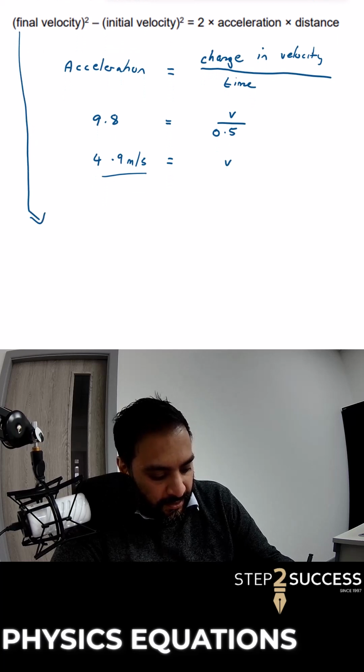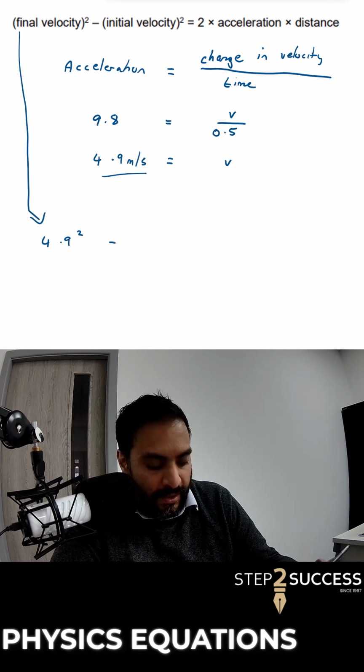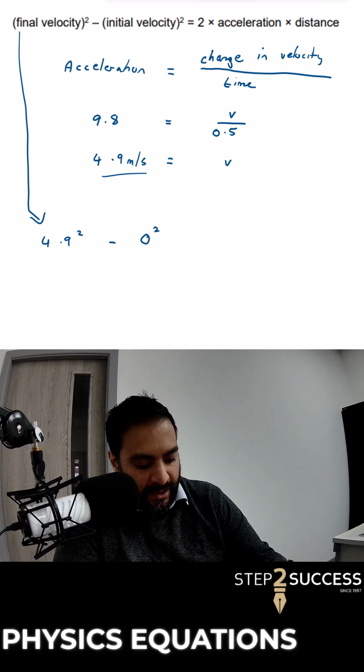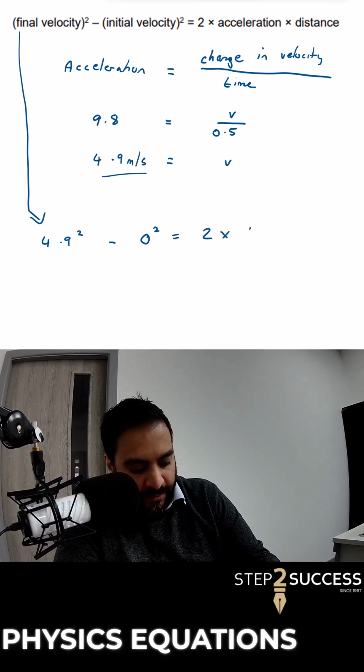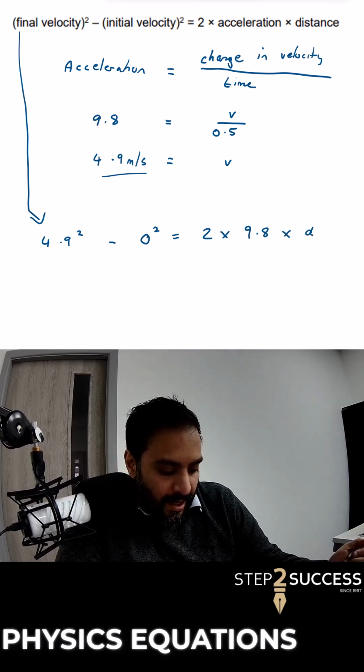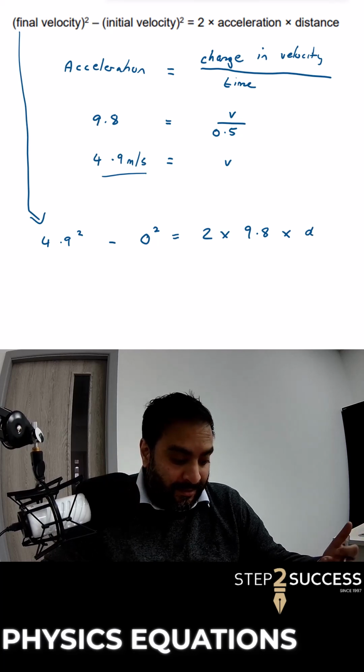So the final velocity is 4.9 squared, because that's the equation. The initial velocity is 0, so we'll still write it in, is 0 squared, equals 2 multiplied by acceleration, which is 9.8, times distance. Let's call it d. So we now need to use a calculator to work out some of this.